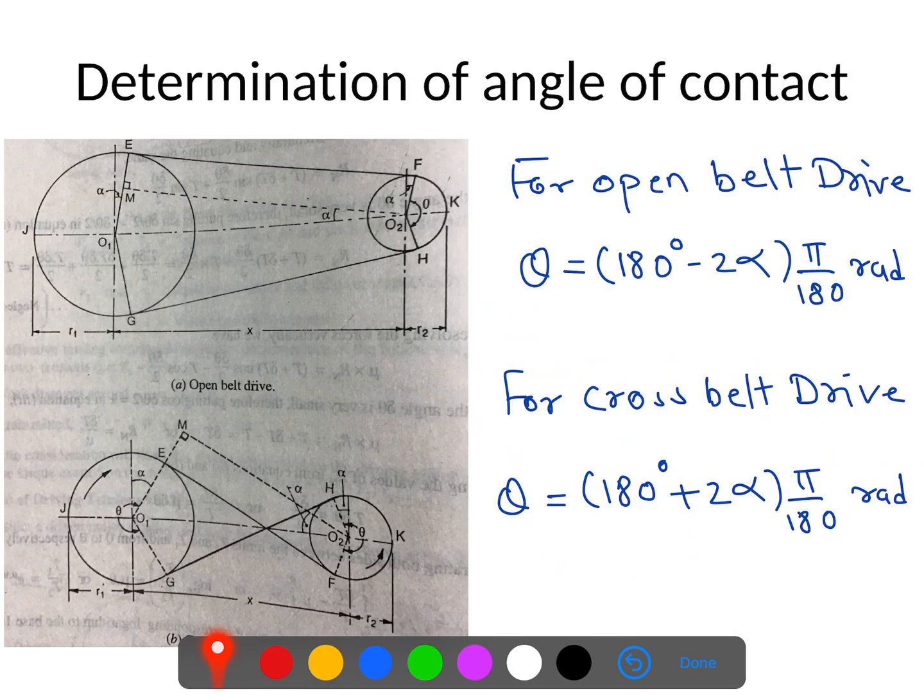Now another expression we will see, that is the determination of angle of contact. How to find out the angle of contact for the open belt drive as well as for the cross belt drive. So for open belt drive, this angle of contact theta is equal to 180 degree minus 2 alpha multiplied by pi by 180 radian. And for cross belt drive, this angle of contact theta is equal to 180 degree plus 2 alpha multiplied by pi by 180 radian. So this is the expression for the angle of contact.